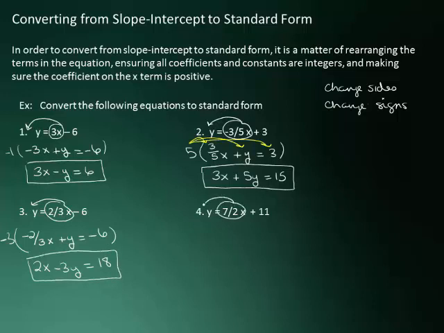And lastly, I'll move this 7/2 over. It becomes negative. And to clear the 2 and the negative, I'll multiply all terms by negative 2. Negative 2 times negative 7/2, the 2's cancel and the negatives cancel, giving me 7x minus 2y is equal to negative 22.